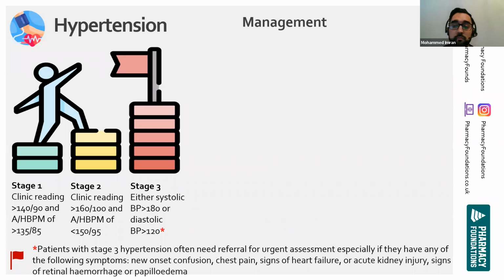Okay, so by looking at stage 3 hypertension, and all the key points that I highlighted to you a few moments ago, there's only really 3 organs that are being targeted there. Apart from the new onset confusion, of course, we've got the cardiac system, which is chest pain or heart failure. We've got the kidneys with the acute kidney injury, and we've got signs of retinal hemorrhage or papilledema with the eyes. So what you would do is you would arrange an ECG.